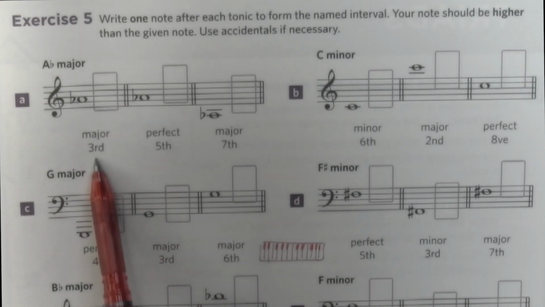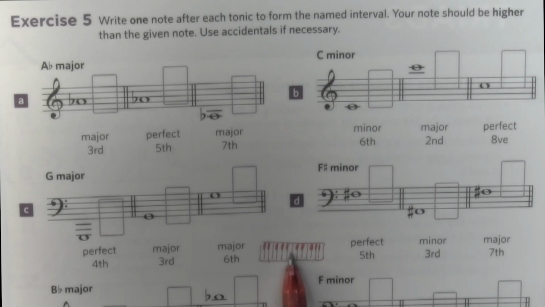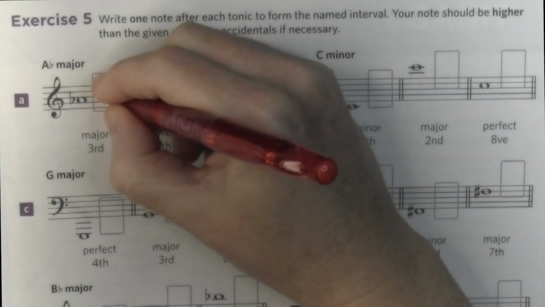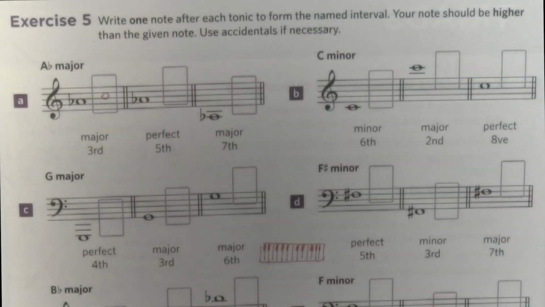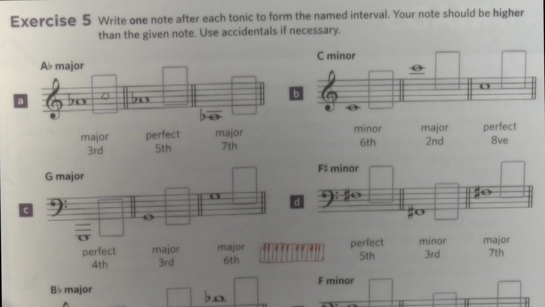From La flat, we need a major third, 2 tones away. So 1 and 2. Okay, this note is do. La, si, do. So here it is. Si. A perfect fifth from La flat. La, si, do, re, mi. We need an E.